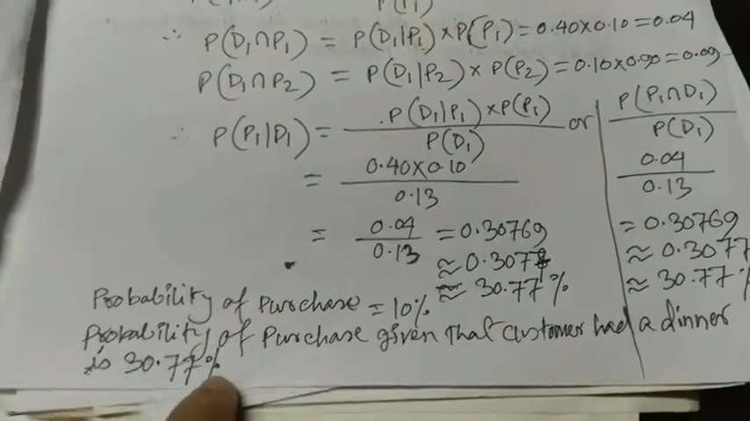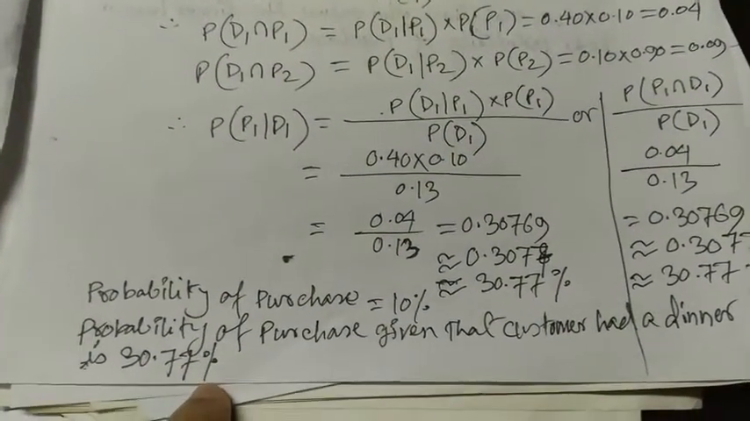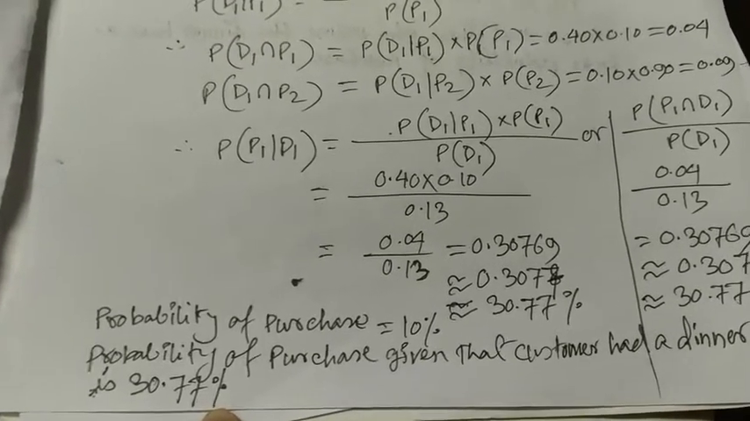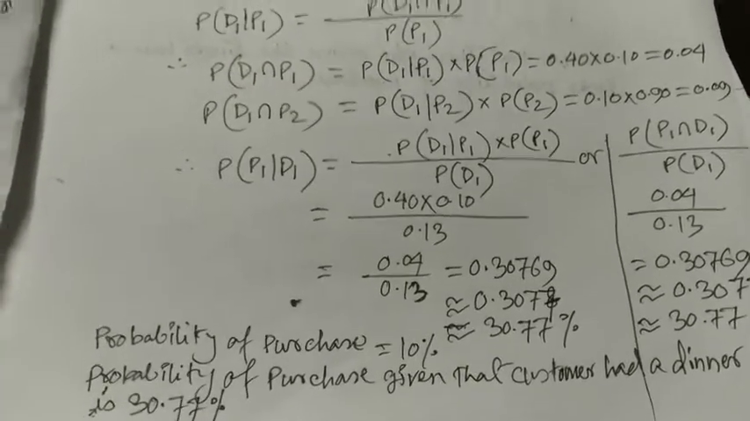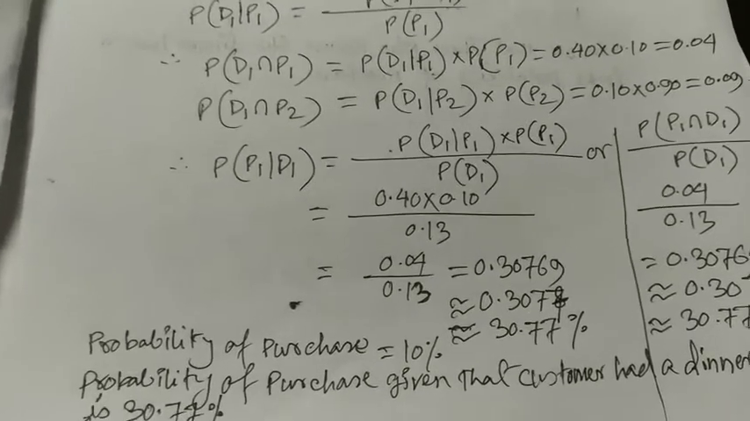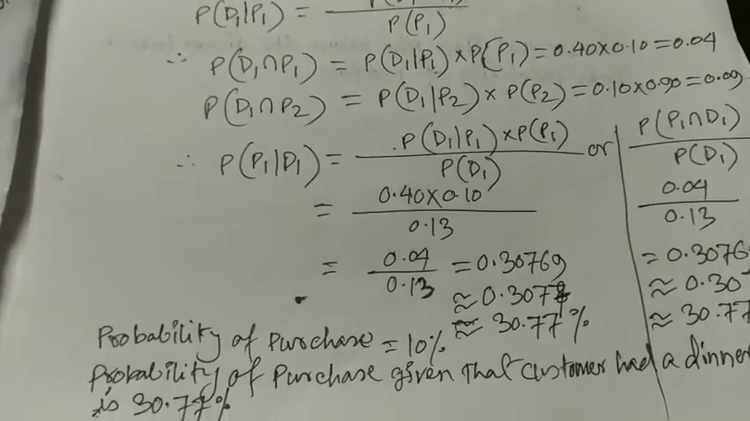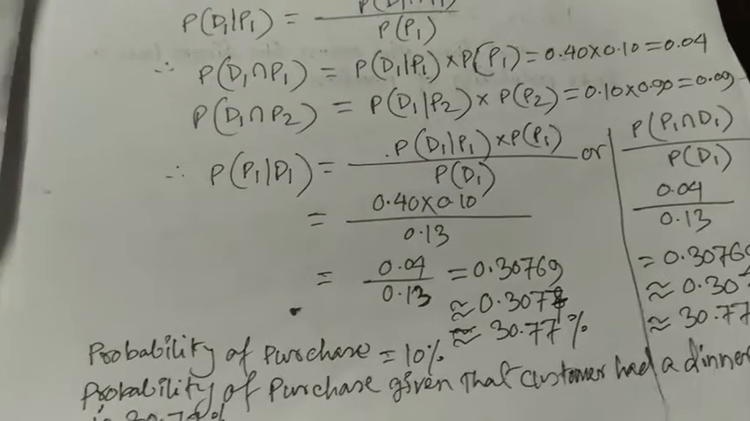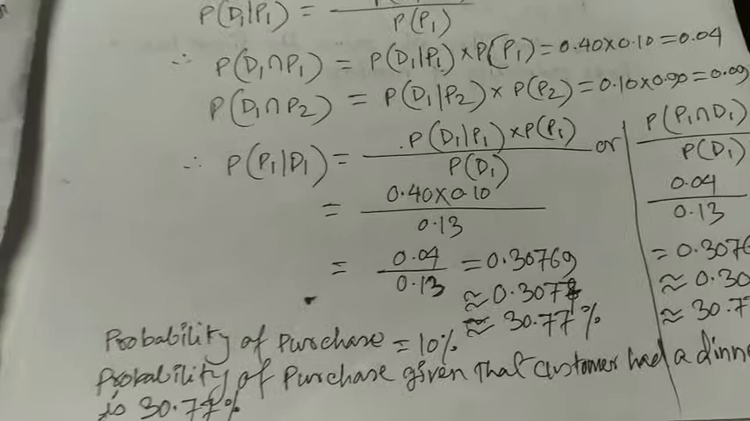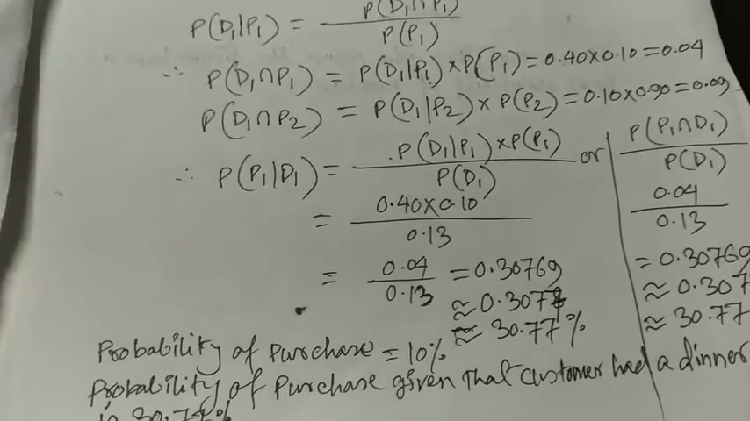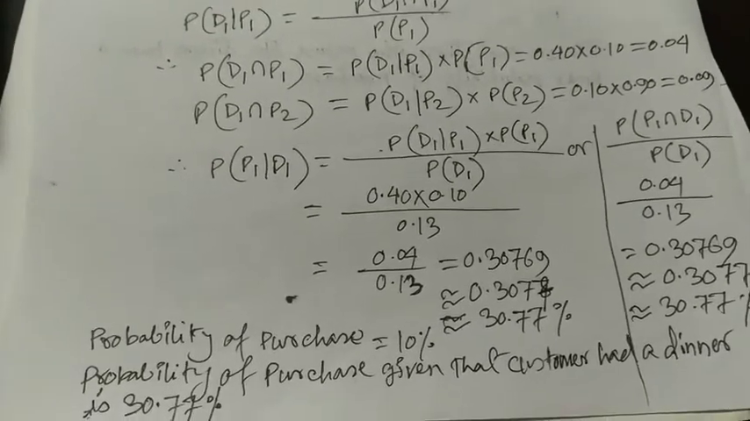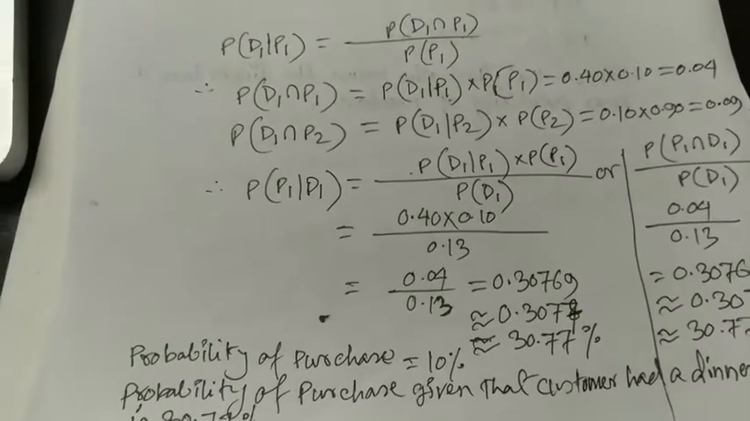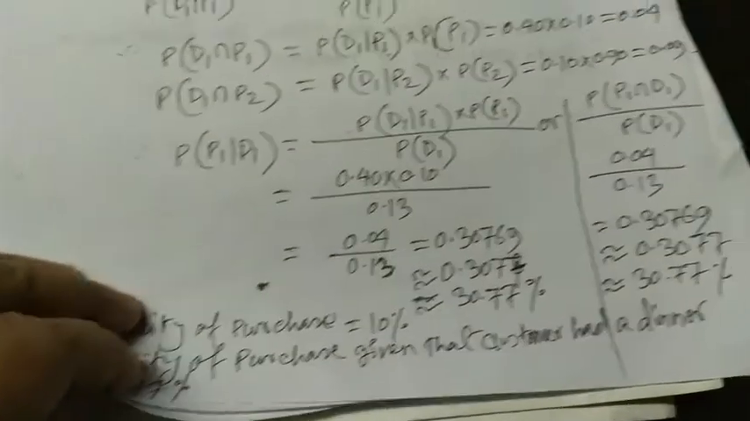That means after having dinner with the salesperson, sales of cars increased to 30.77%. That means the dinner offer was very good. Car sales increased by almost threefold, almost 3 times. Probably the salesperson is very capable, or maybe the car dealership hired a very beautiful lady to influence customers to buy a car. Don't know.